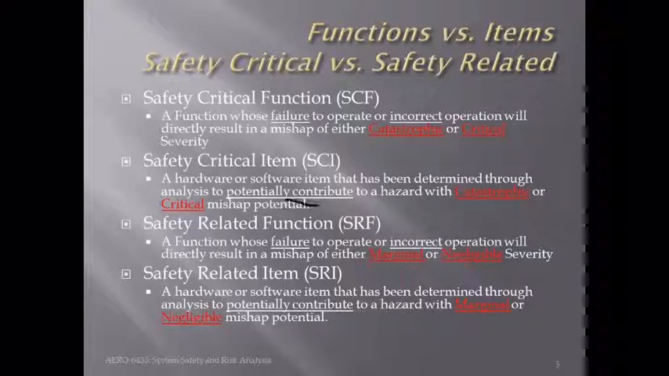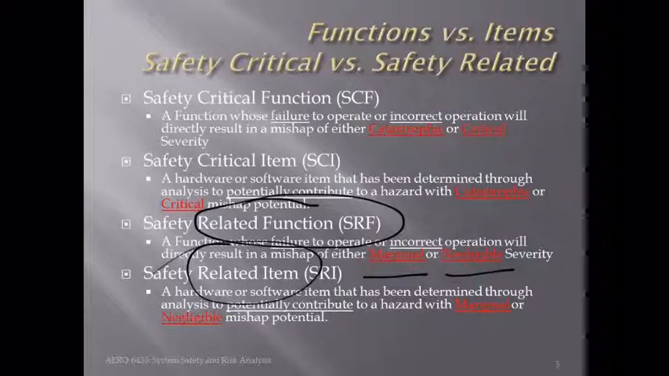Safety related functions are those things a system does whose failure would result in mishap, but only of marginal or negligible severity, while safety related items are those pieces, parts whose failure might contribute to the mishap of marginal or negligible severity. I hope this helps.